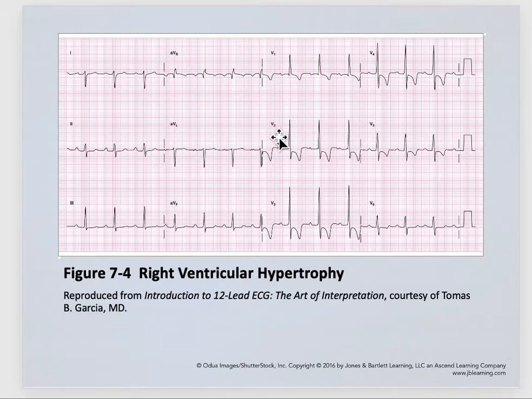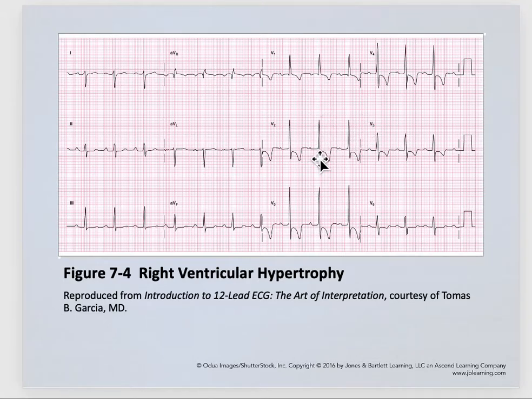Here's my V1 and here's my V2, right? So tall looking. Look at how much taller these right sides are compared to V5 and V6. Those are over my left ventricle, right? V5 and V6 are lying over the left side of my chest. But over here, we see very tall R waves. This is indicative of a thickened right ventricle, so an enlarged, hypertrophied ventricle. So that is kind of our classic that we're looking at in the V leads.